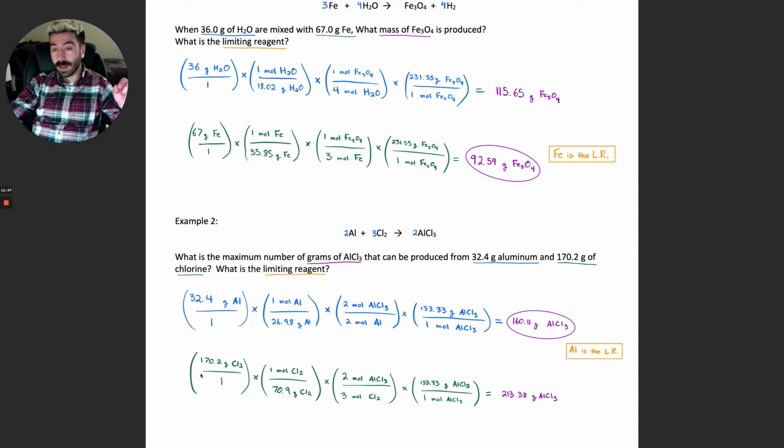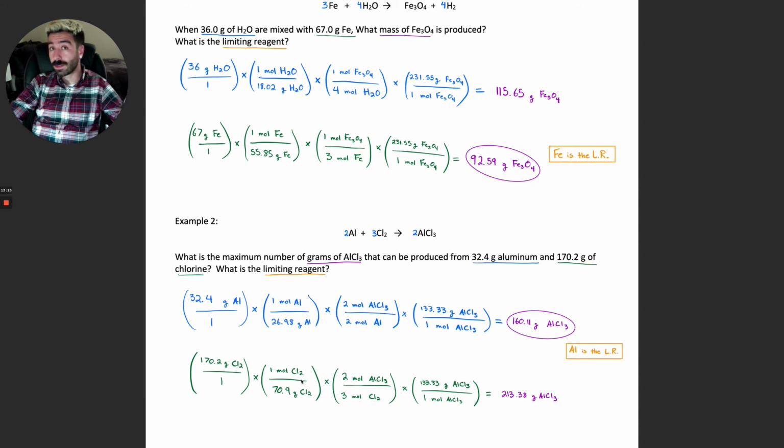Now, I do my second reactant. I have 170.2 grams of chlorine gas, so that's Cl2, so be careful. Now, I want to convert that to moles of chlorine, so I divide by the molar mass. And remember, chlorine is 35.45, and I multiply that by 2 to get 70.9. So that's my molar mass, and I divide by that to get moles of chlorine.